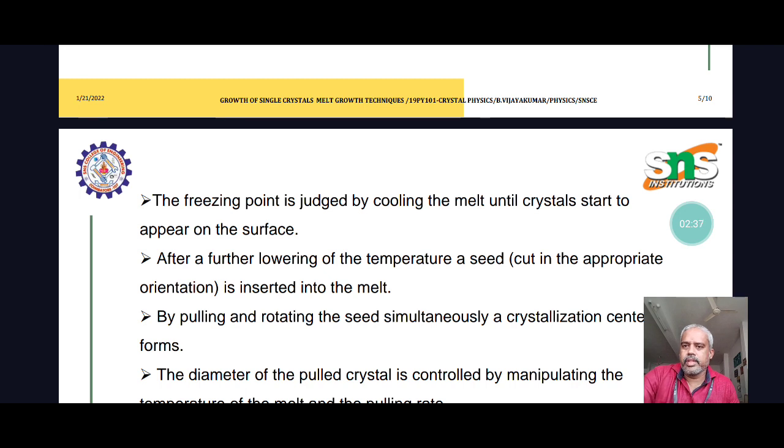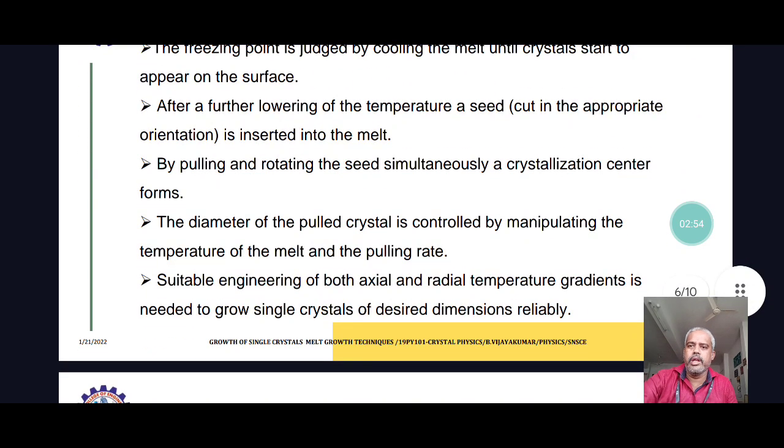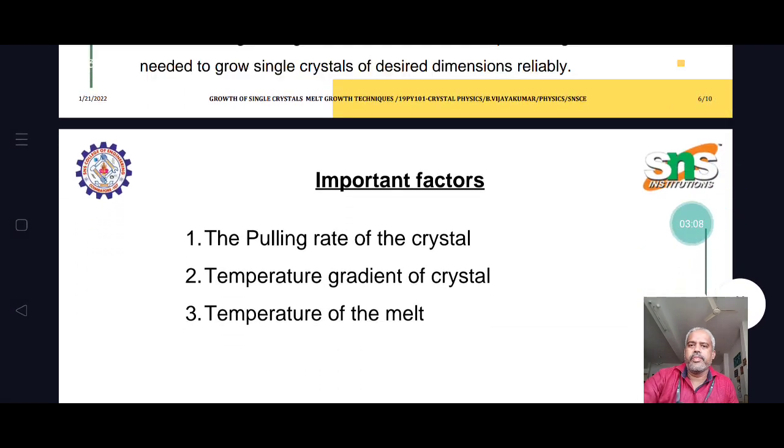After further lowering of the temperature, a seed is introduced into the melt. By pulling and rotating the seed simultaneously, the crystallization center is formed. The diameter of the pulled crystal is controlled by manipulating the temperature of the melt and the pulling rate. An axial and radial temperature gradient is needed to grow single crystals of the desired dimensions reliably. The important factors in this method are, first, the pulling rate of the crystal, second, the temperature gradient, and third, the temperature of the melt.